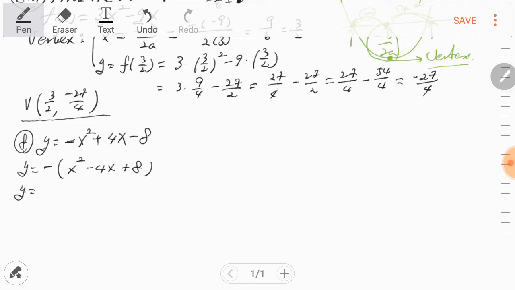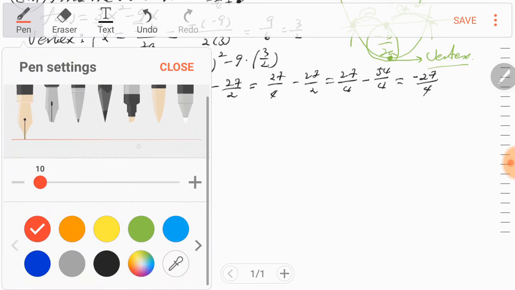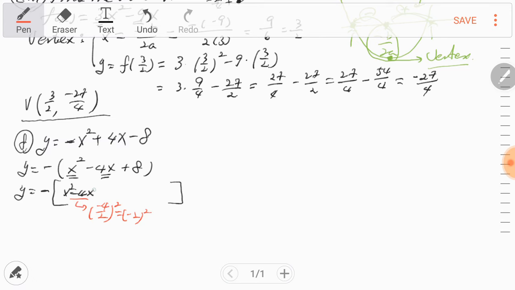Okay, and then let's change inside the parenthesis. Let's use completing the square so that the parenthesis will be a perfect square. So x squared minus 4x. And then what do we need to add? Okay, half the coefficient. So negative 4 over 2 squared, this is equal to negative 2 squared. So let's add negative 2 squared and then minus negative 2 squared.